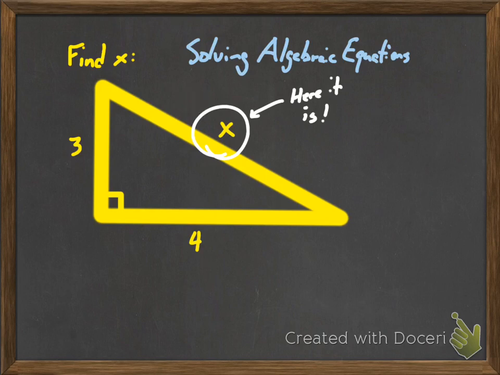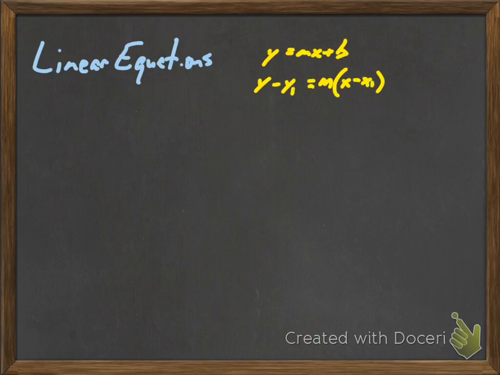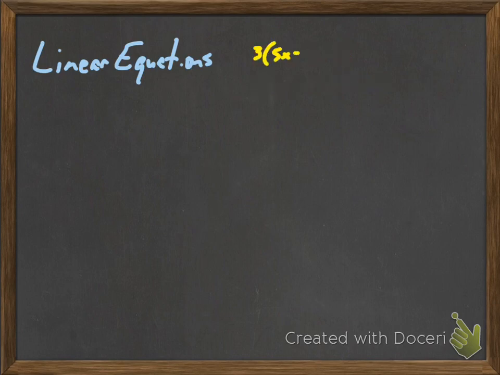Here's one example of finding the solution to a linear equation. We usually think about linear equations as y equals mx plus b, that's slope-intercept form, or there's point-slope form, which is this one below: y minus y1 equals m times x minus x1. We'll learn more about these in a few units. We're not going to focus on that today. So here's an example of a linear equation.